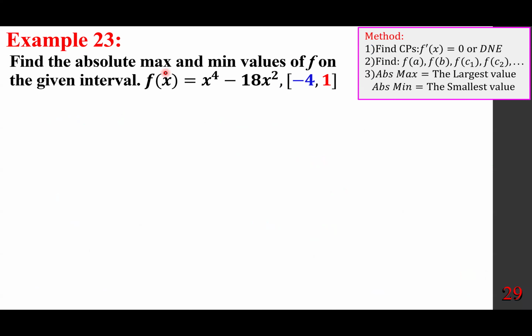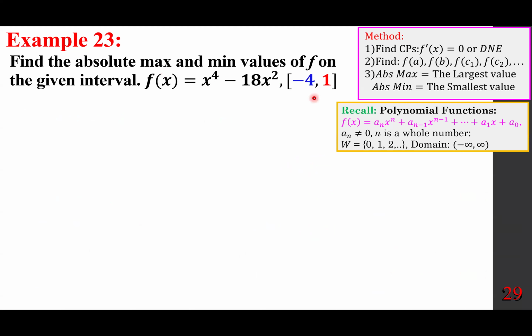Find the absolute max and min value of the function where f of x is given, and here's the closed interval. First and foremost, I want to remind you, what's a polynomial function? f of x in the form of a sub n x to the power of n all the way to a sub 0 is a polynomial, where a sub n can't be 0, and all those exponents must be whole numbers 0, 1, 2 to infinity.